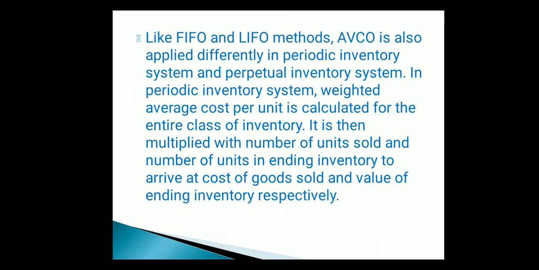In the periodic inventory system, the weighted average cost per unit is calculated for the entire class of inventory. It is then multiplied with the number of units sold and the number of units in ending inventory to arrive at the cost of goods sold and the value of ending inventory respectively.